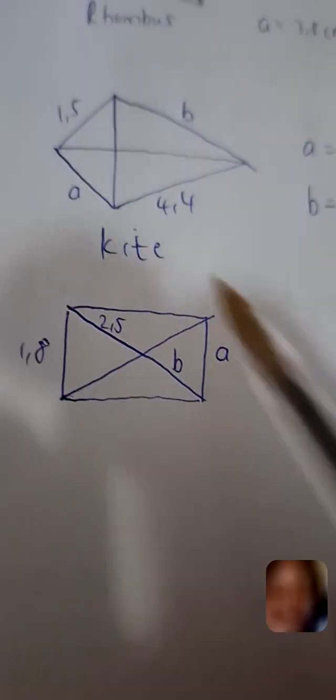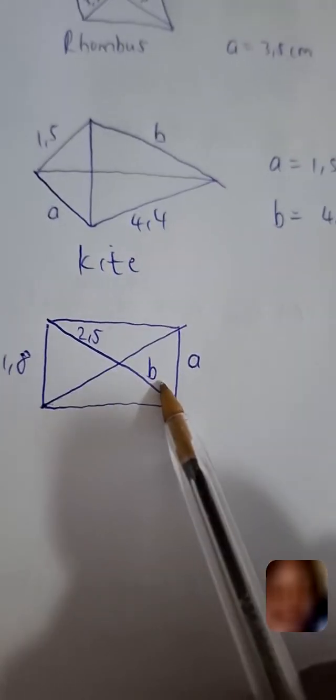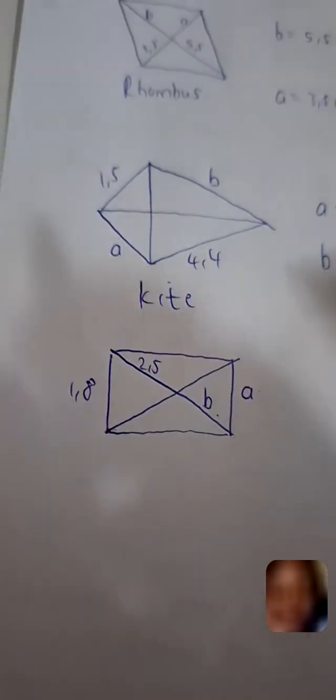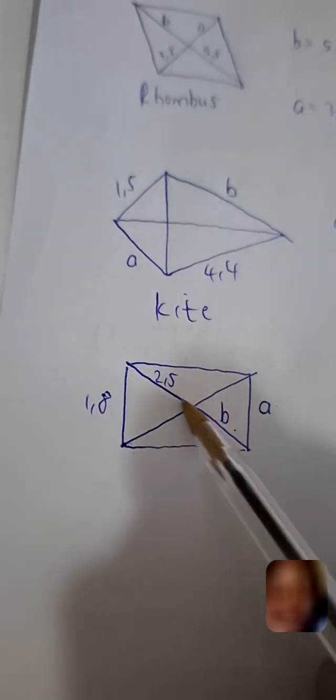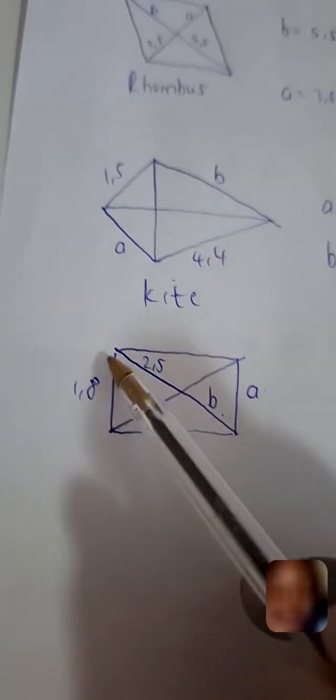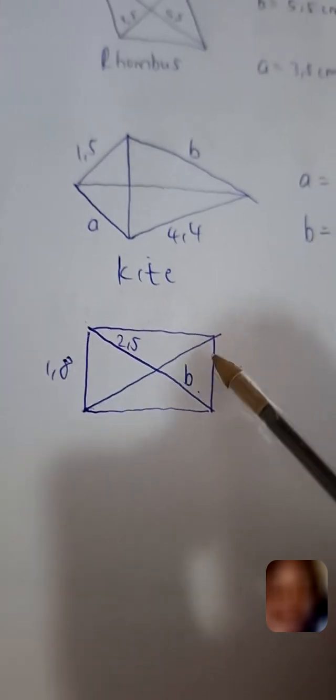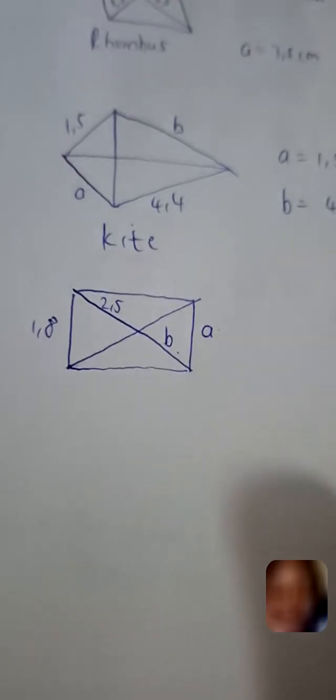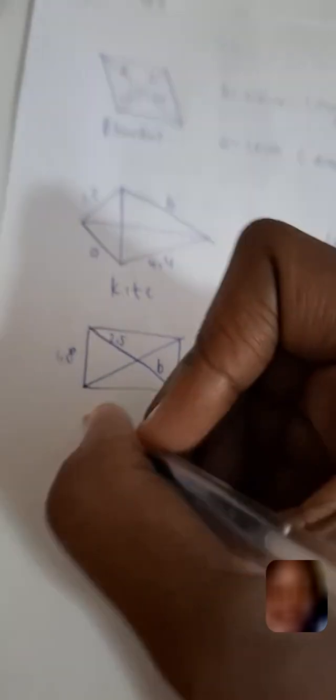All right. Okay. Here's another one. This is a rectangle. And all I want from you, Kia, is the length of A and the length of B. So obviously this here is 2.5. This here is 1.8. And then I want A and B. So let me hand it over to you.